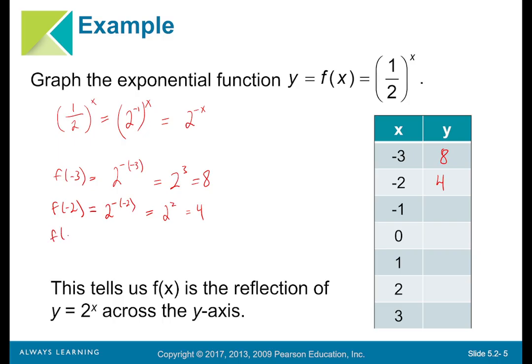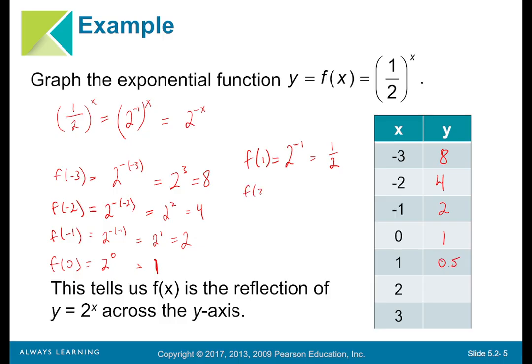Now we have f of negative 1. That's 2 to the negative of negative 1, which, of course, is just 2 to the 1, which is 2. F of 0, well, of course, that's 2 to the 0, which is just 1. Oh, I got to fill these in on the right still. 2 and 1. Now let's look at f of 1. We have 2 to the negative 1, right? We've plugged in 1 to 2 to the minus x. Well, that's just 1 over 2. So that's 0.5.